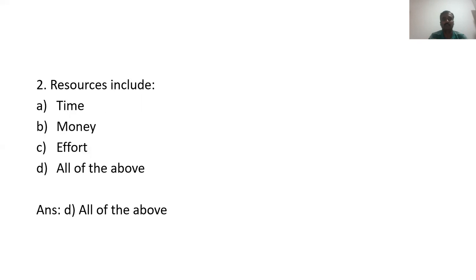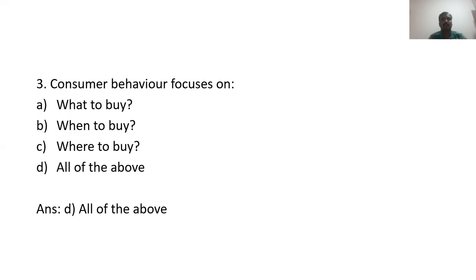Resources. Resources include time, money, and effort. Every customer has time, money, and efforts. By putting in all these efforts, he is going to purchase the products. That is, he acts in a particular way. Consumer behavior focuses on what to buy. What to buy means what things he needs. This question answers what the customer's needs and preferences are, what to buy, what not to buy. That depends upon the consumer's taste and preferences.